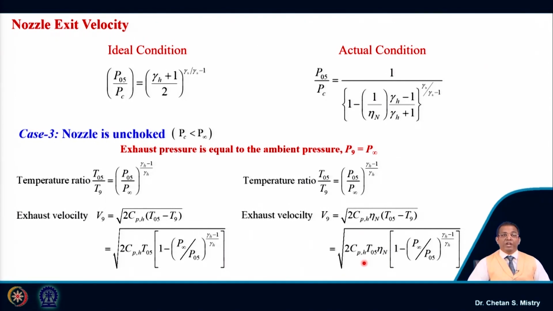This V9 is very important for us, because we want to calculate our thrust. Now, in this condition, P9 equals P infinity. So, in our thrust equation, if we put this in, then my pressure thrust will come to be 0. So, we always prefer our nozzle to be either perfectly expanded or in the choked condition.